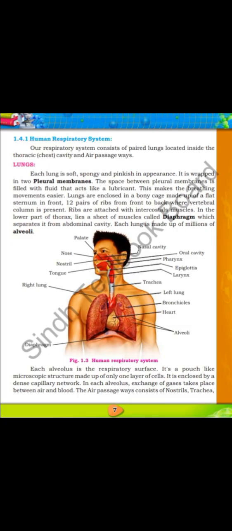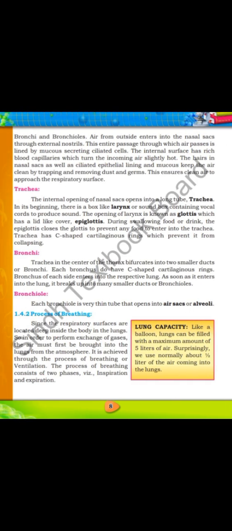and each lung is soft, spongy, and pinkish in appearance, and the lungs are covered with two pleural membranes, and between these two membranes a fluid is present that acts like a lubricant for smooth respiration, and each lung is made up of millions of alveoli where exchange of gases occurs, and air passageways consist of nostrils, trachea, bronchi, and bronchioles.